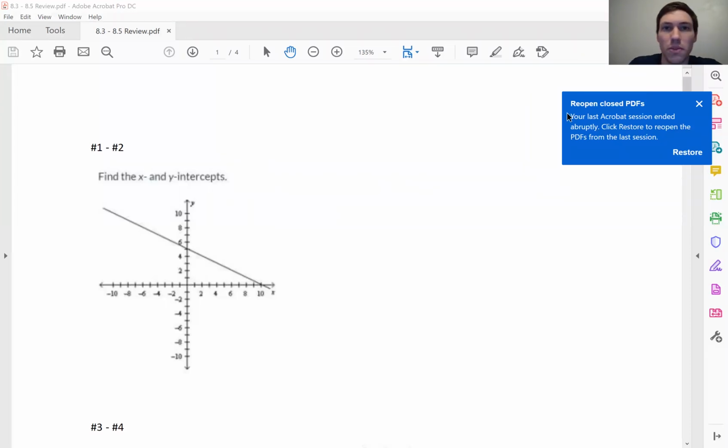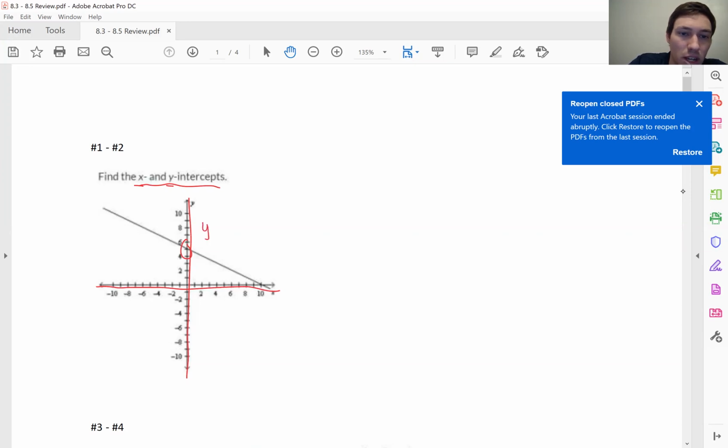For example, for questions 1 through 2, it's going to ask find the x and y intercepts. Now remember, intercepts means where it crosses the x and the y axis. So this is the y-axis. This is the x-axis. So we want to know where it crosses those. For this instance, it crosses the y-axis right here at 5.